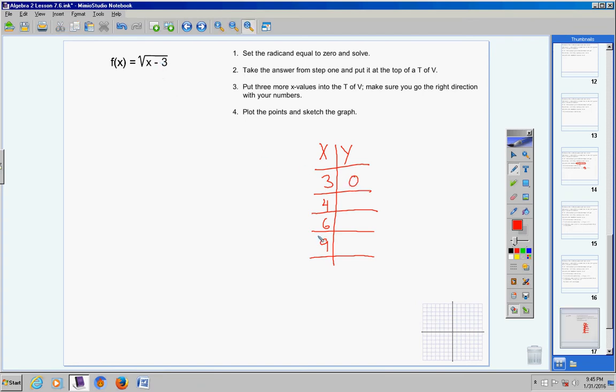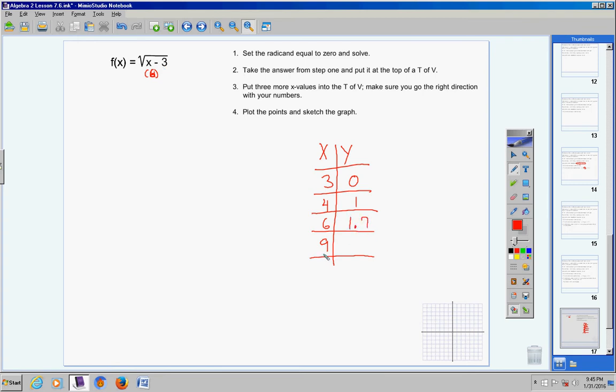Alright? Now put a 4 in for x. 4 minus 3 is 1. Right? Put a 4 right here. The square root of 1 is 1. Now let's put a 6 in for x. A 6. Well, 6 minus 3 is 3. And the square root of 3 is 1.7.